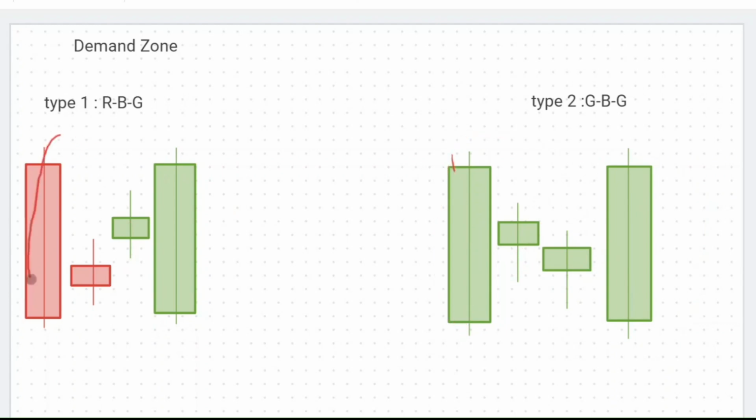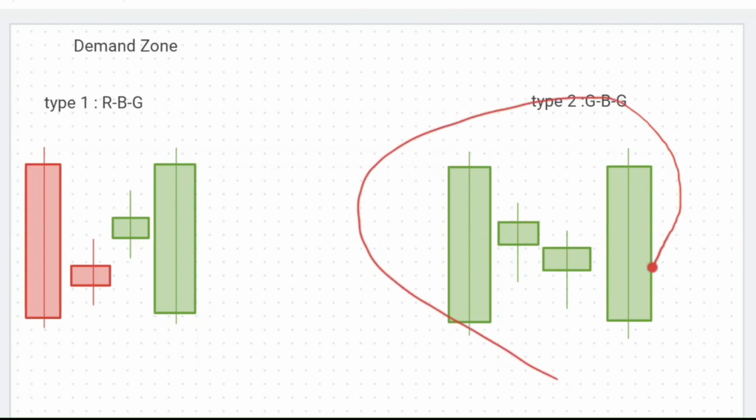This green here, this red here, okay? This structure can be of any kind. I mean, it can be of any kind. Just remember that there should be a base candle here, okay? Now we understand that if we see this structure somewhere, it means there is a demand zone here. If we see any of these two structures, then it is a demand zone, okay?